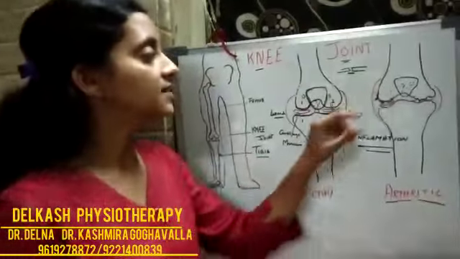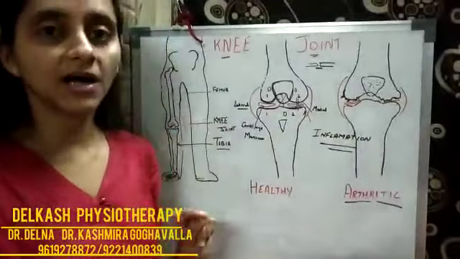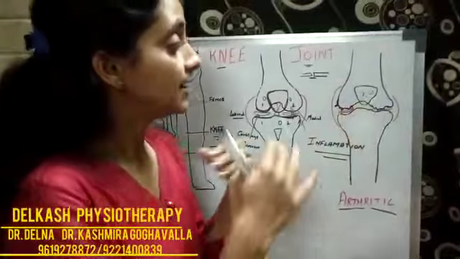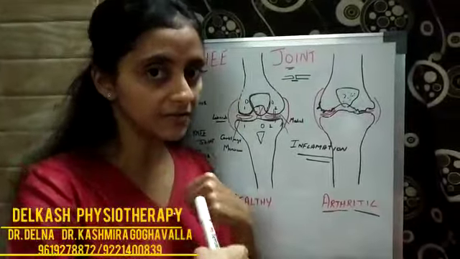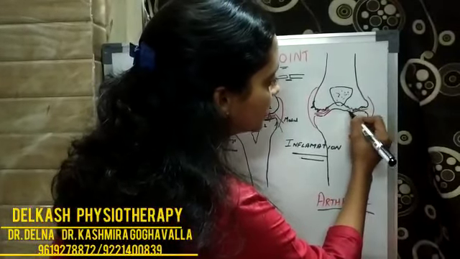So in the initial phases, there is thinning of the cartilage, there is breakdown of the cartilage, there is damage to the meniscal tissues. Later on, when the bones start rubbing on each other without the cushioning, the bones start getting degenerated.